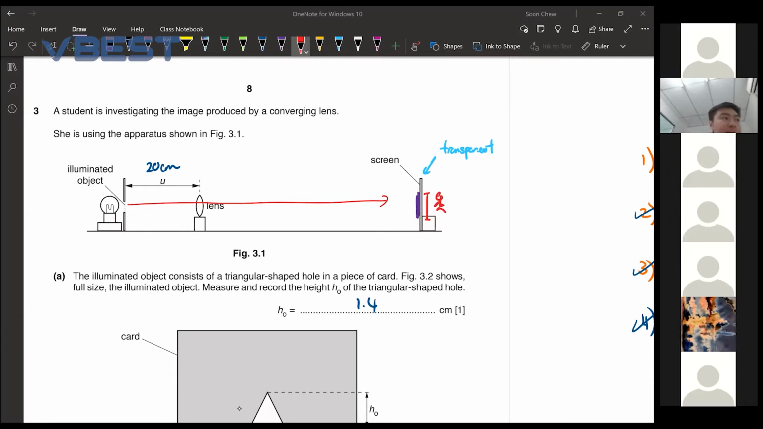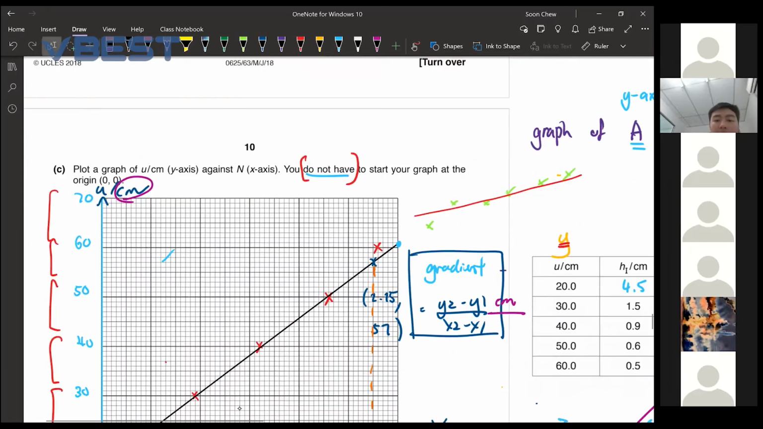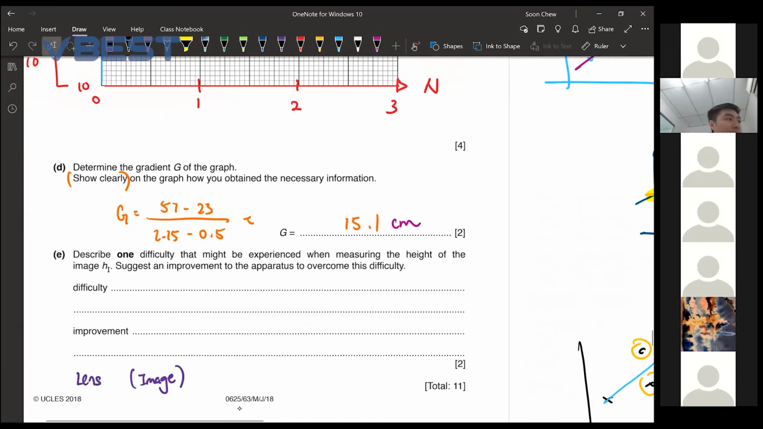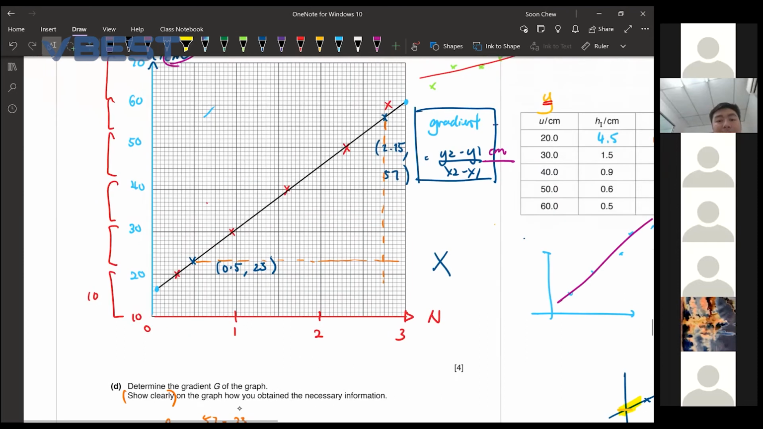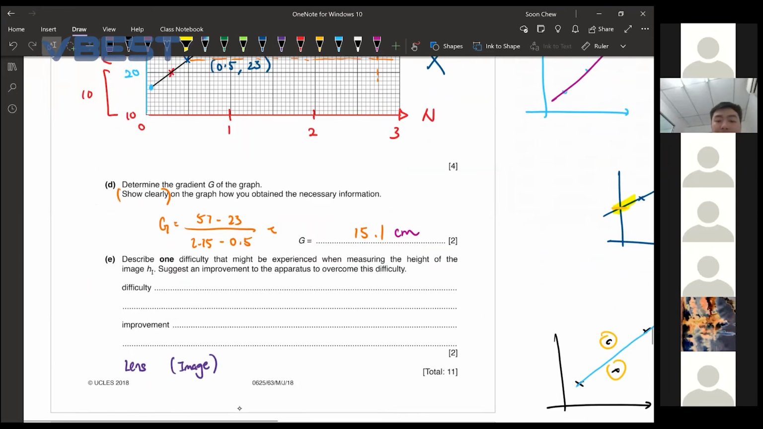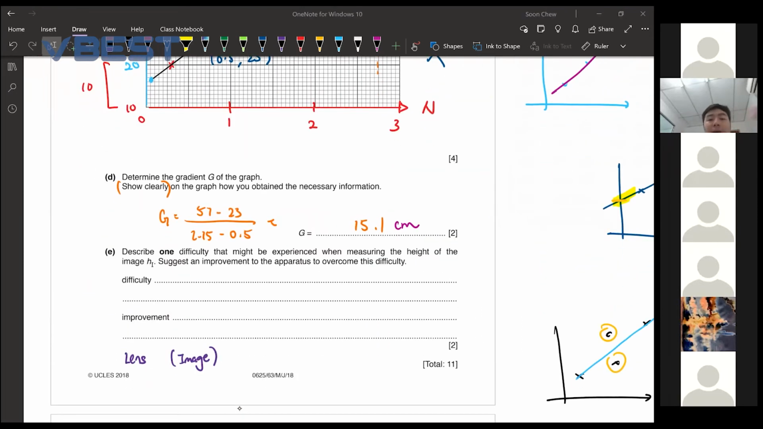Do we lose marks if we don't write the unit? Okay, in these situations, let me check the marking scheme. Okay, in this situation, there won't be a mark deducted for it, but try not to risk it because you never know when the examiner wants the unit. So try to always include the unit if possible.